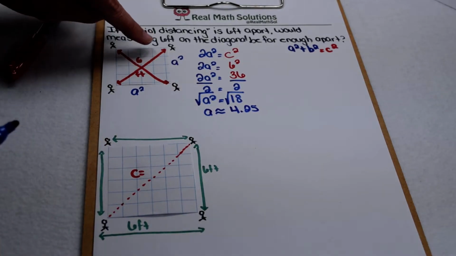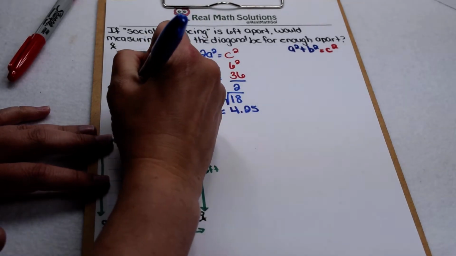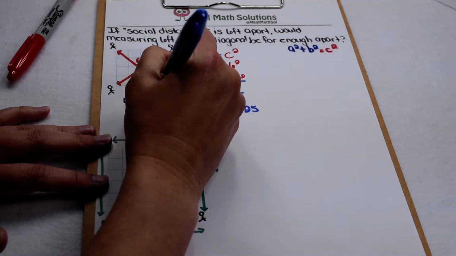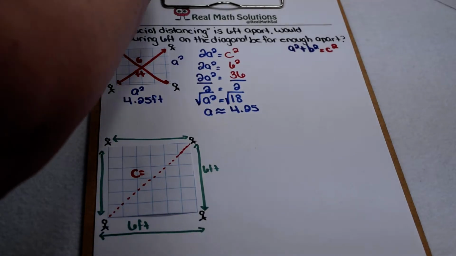So if we're supposed to stand 6 feet apart and you measure it on the diagonal, that means these people on the legs are only 4¼ feet apart. Well, that's not going to be far enough.